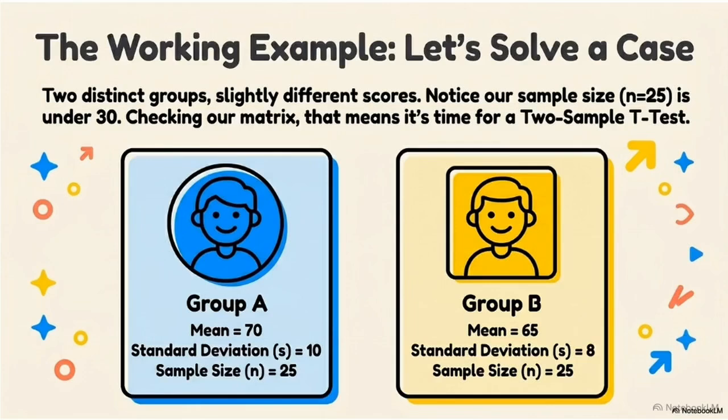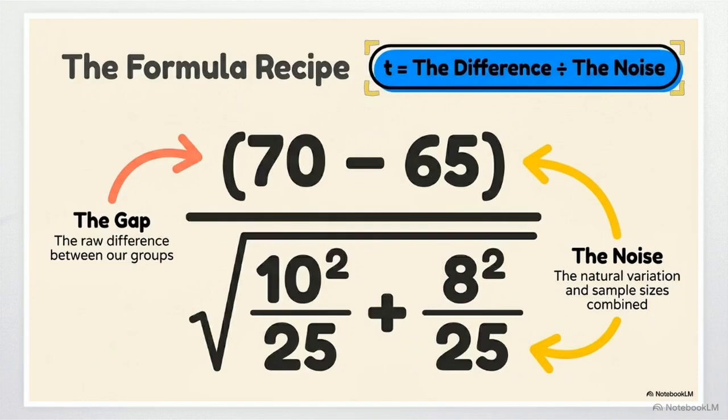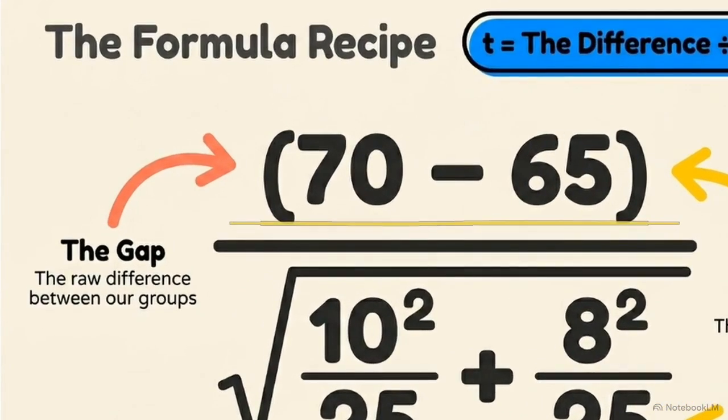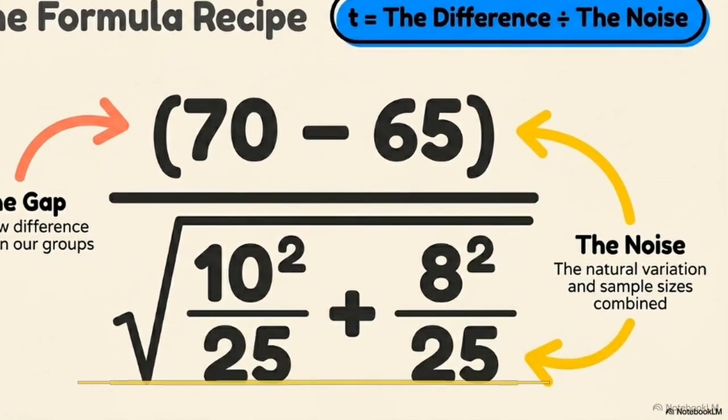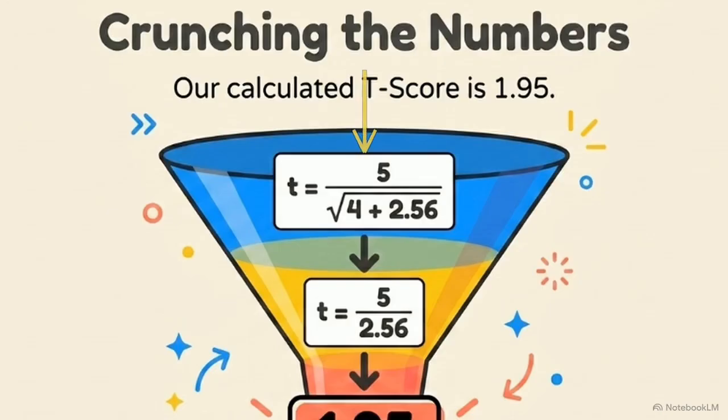This image outlines a working scenario featuring two slightly different data groups. Because the sample size for both Group A and Group B is 25, the rules dictate we use a two-sample t-test. This formula deconstructs the logic of the test into a simple ratio. We divide the raw difference between the groups, the gap, by the natural variation of the sample sizes, combined into the noise.